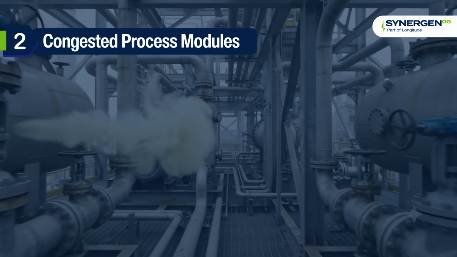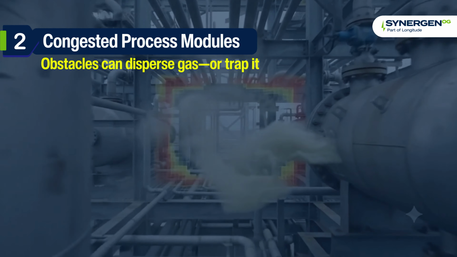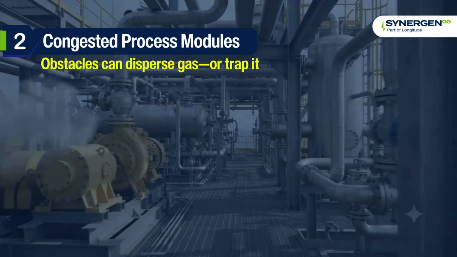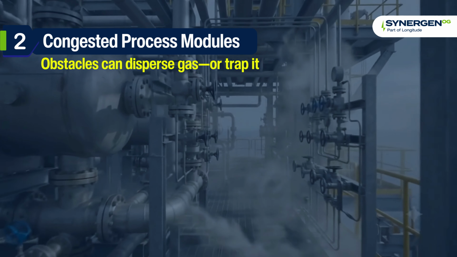Second, congested process modules. Pipe racks, compressors, vessels, and heat exchangers generate turbulence. That turbulence can either dilute or release or trap gas in recirculation zones. A single blockage percentage rarely tells the complete story.